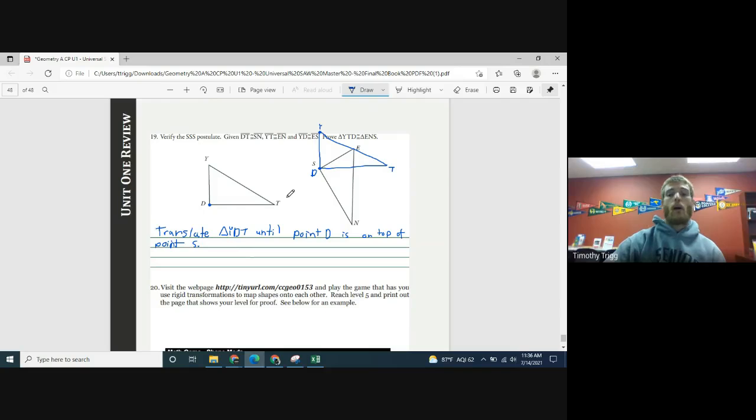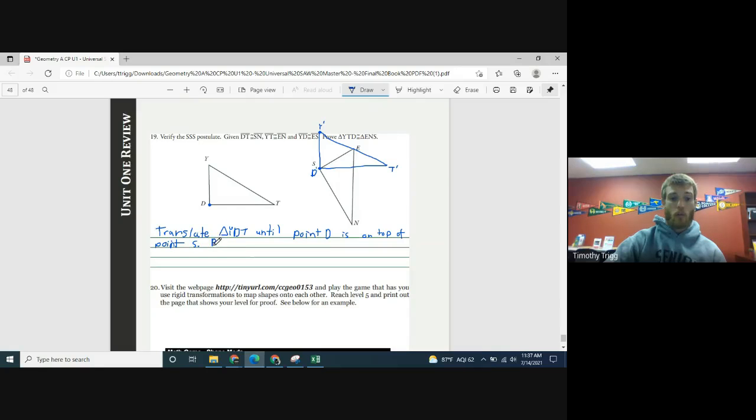Now, I guess I should call these with primes because we just translated it. If I want this to now align perfectly with the other triangle, triangle ENS, what should I do here? Well, hopefully you can see you can rotate the blue triangle, triangle Y prime D prime T prime, onto triangle ENS.